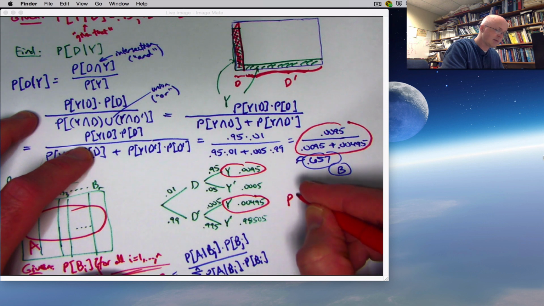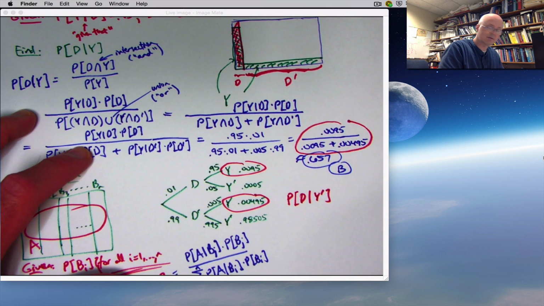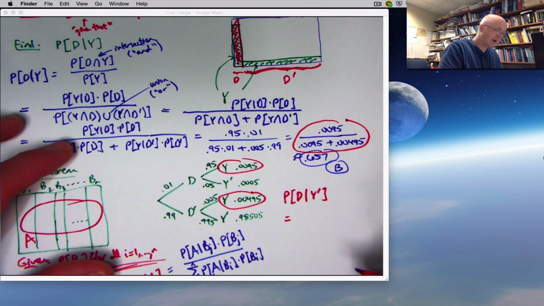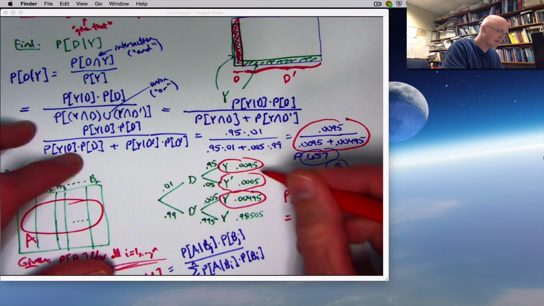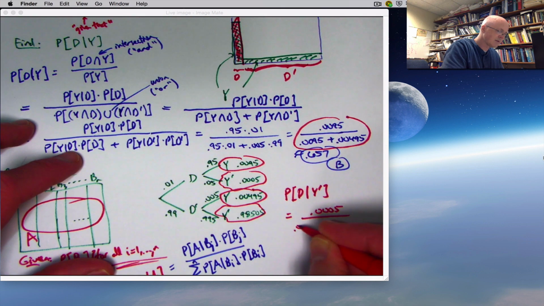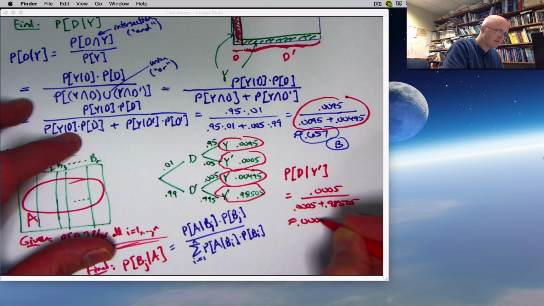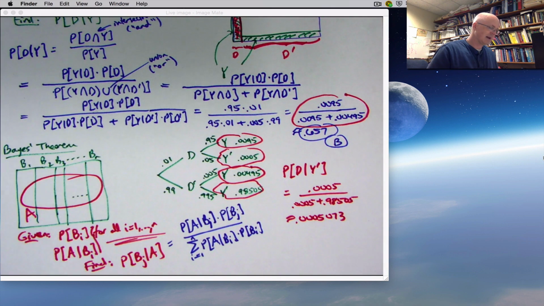Like if I wanted to find the probability of having the disease if the test comes back negative, not positive. The tree diagram can help me quickly find that. I focus on the Y primes instead of the Y's, and I'd quickly see that I get 0.0005 divided by the sum of 0.0005 and 0.98505, and that ends up being about 0.0005073. Okay, a little bit bigger than 0.0005, but yes, a small chance of having the disease if the test comes back negative, so that's a good thing.